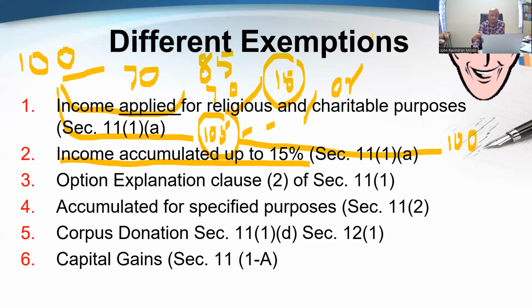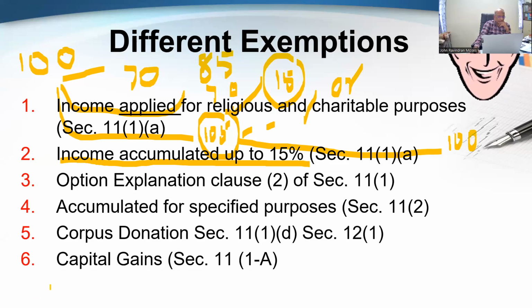Till financial year 21-22, we had the portion of basic exemption. But from this year onwards, 22-23 onwards, we do not have the basic exemption of 2.5 lakhs. So please remember, up to 15% you are allowed to accumulate.